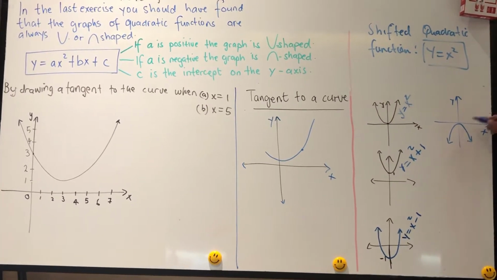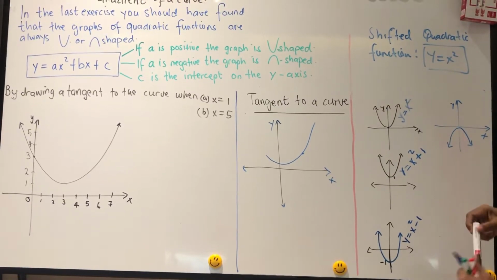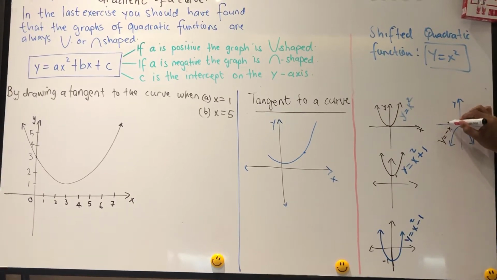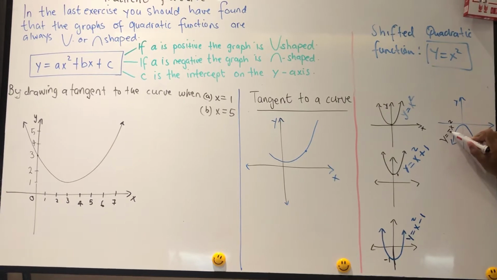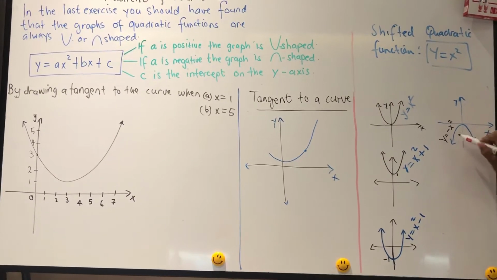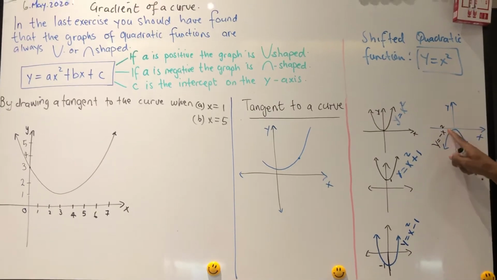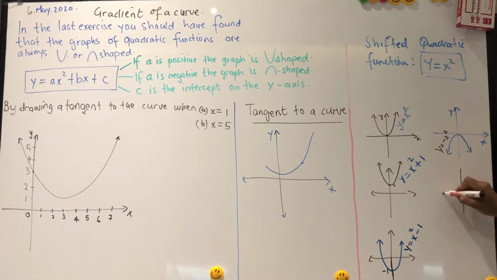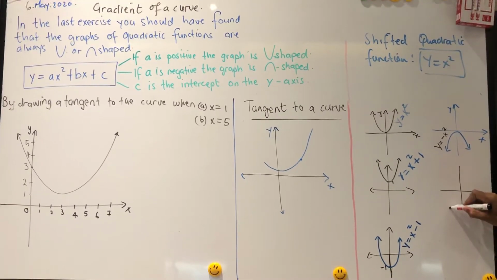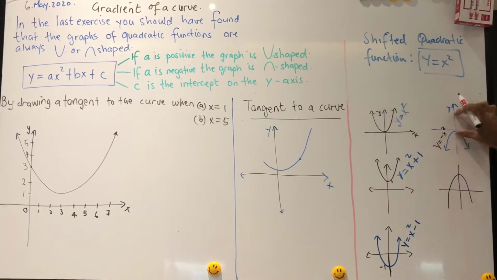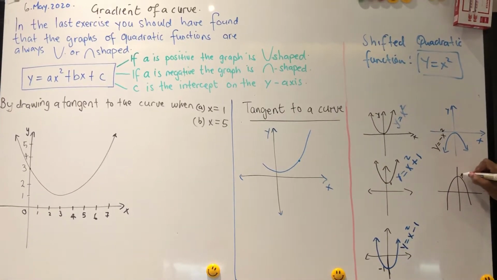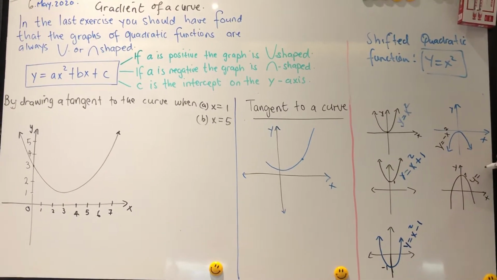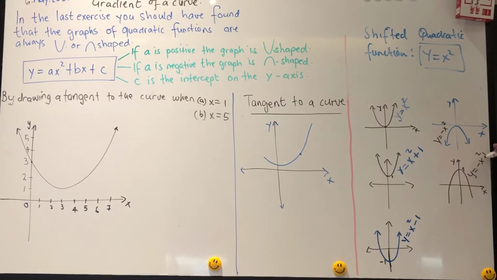Now let's look at this one. Let me use maybe a black pen. This one was y is equal to minus x squared. Why? Because our a there is negative. So that is y is equal to minus x squared. What about if I move it up? I've taken the same graph and moved it up 1 unit, so it is going to be y is equal to minus x squared plus 1.